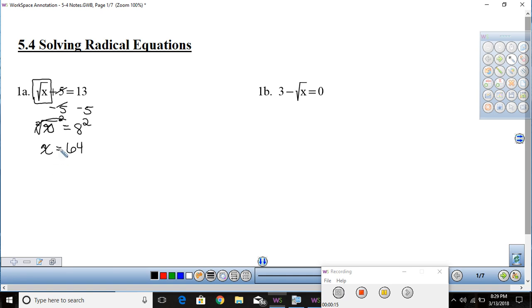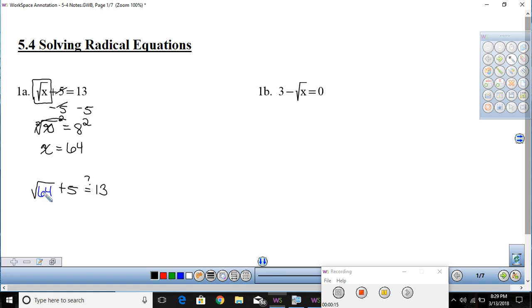Now, every now and then, we get an answer that doesn't work, or let's say an inappropriate answer. For instance, it gives us a negative under a square root, and it doesn't equal the other side. So we always want to check our answer. I'm going to take the 64 and plug it in for x. So I've got the square root of 64 plus 5. And I want to know, does that equal 13?